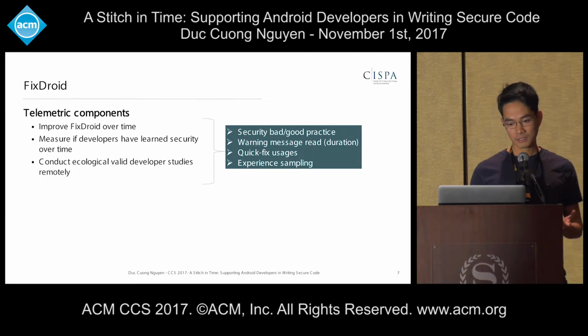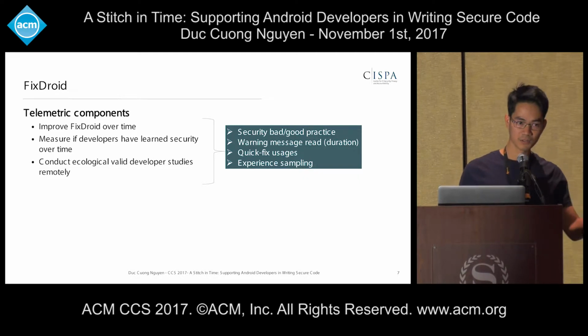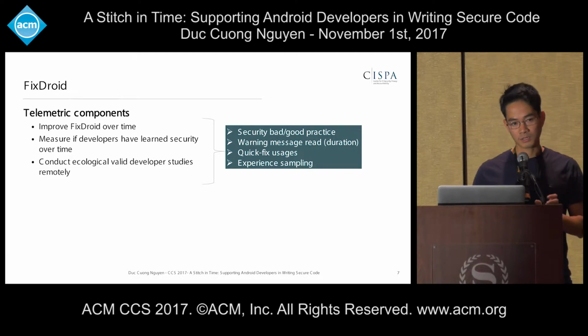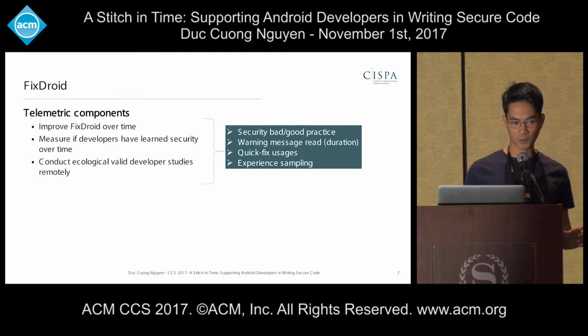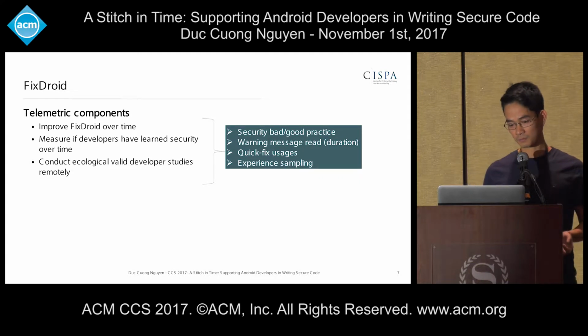So with that in mind, we want to record first the security bad practice and security good practice. But we don't record raw information. Those good and bad practice info has been hashed before sending to our server. So we know that there's a certain problem, but we don't know exactly where the problem is located, and we don't even know who the developer is.